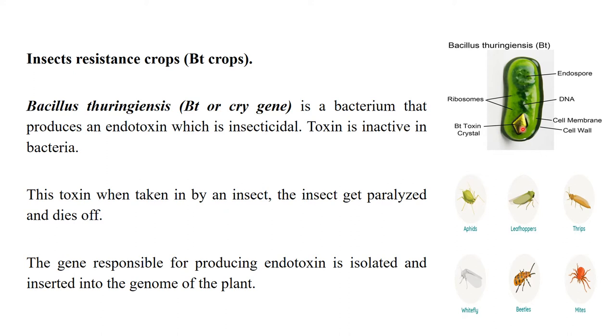This protein, this toxin, is inactive. It is an endotoxin, and it is inactive in the bacteria, so there is no harm to the bacteria. When this toxin is ingested by the insect, it paralyzes the insect, and the insect will die. The gene responsible for this toxin, that is the cry gene, is introduced into the plants.